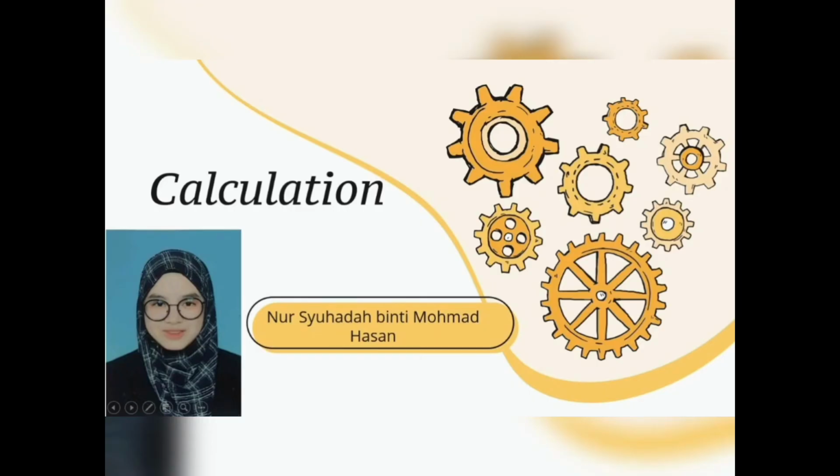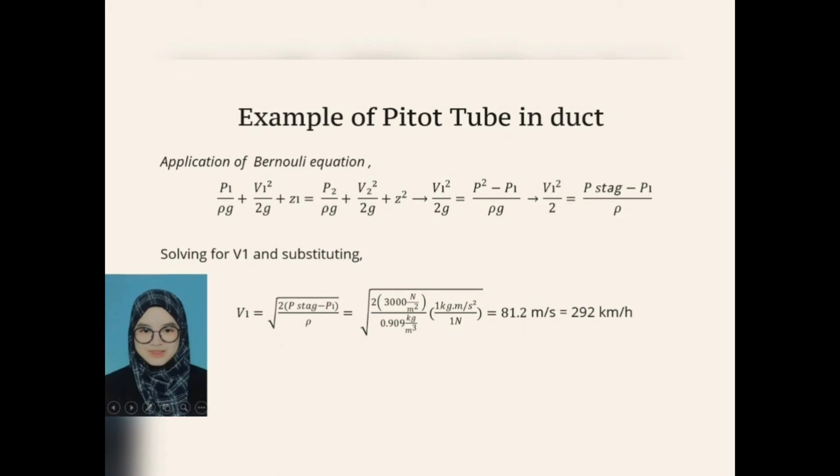Okay, let's begin our calculation. This is the solution for the first example, which is calculating the velocity of an aircraft that is flying at 3000 meter height. Firstly, note that point 1 is at the entrance of the tube, where the opening is parallel to the flow, and point 2 is the entrance of the tube, which is normal to the flow. Here is the application of the Bernoulli equation between point 1 and point 2, and the substitution to find the velocity. Not to forget, we must note that the velocity of an aircraft can be determined by simply measuring the differential pressure of a pitot static probe.